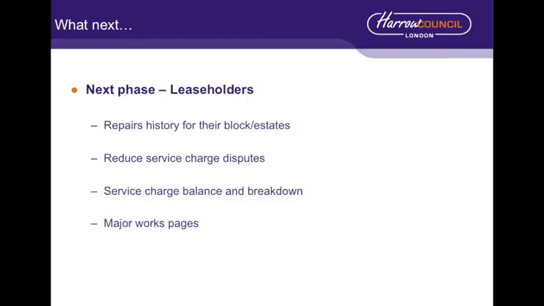The next phase is the leaseholders section. So we're going to be providing repair history for blocks and estates. We're going to provide facilities for customers to reduce the service charge disputes. We're going to provide service charge balance and breakdown, and we're going to provide a major works area.